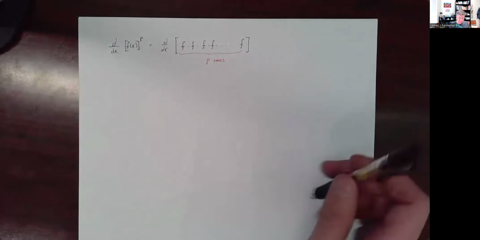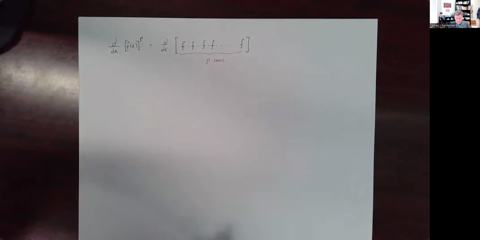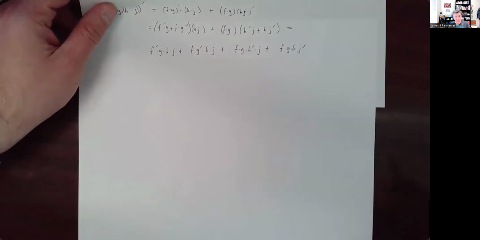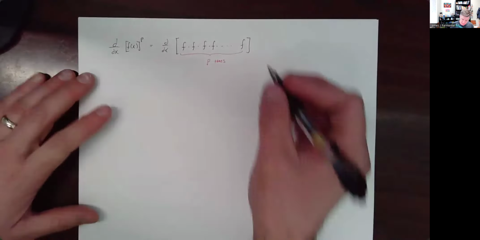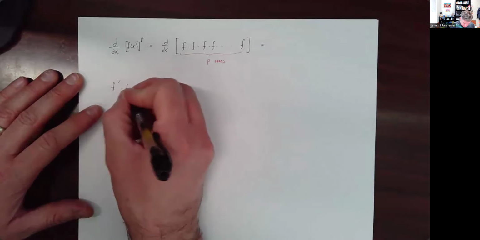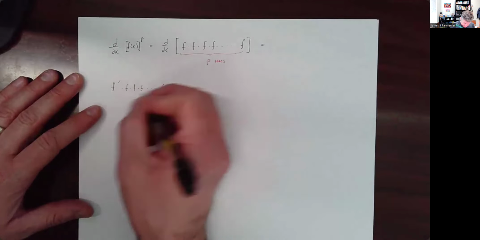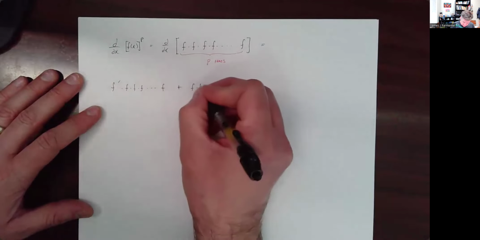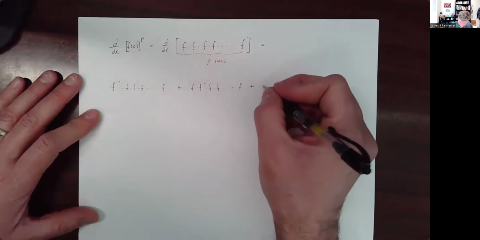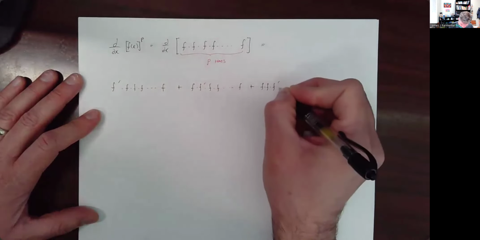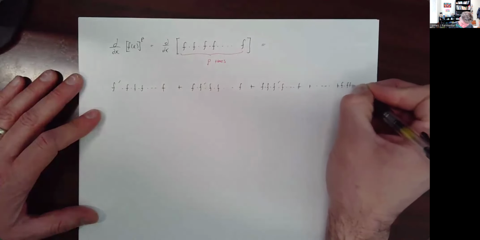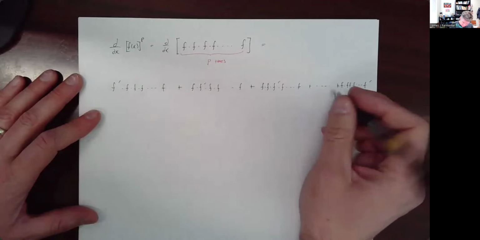And just like when I had the product of 4 things, and I got 4 things added together, each derivative showing up once, all the rest not derivatives, I'm going to have the same idea here. So now I'm going to have p things added together. Each derivative is going to show up once. So the first one is going to have f prime times f times f times f all the way to f. Plus the next one's going to have f times f prime times f times f times f. And you can probably see where this is going. f times f times f prime times f all the way to f. All the way until the very last one has all f's first, and the very last one's f prime.